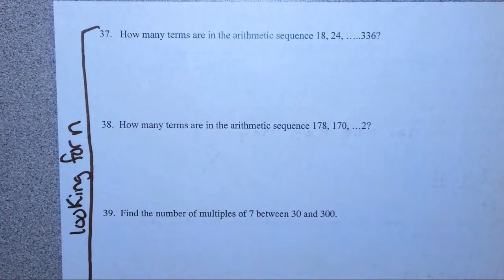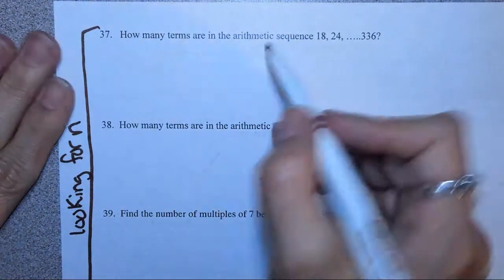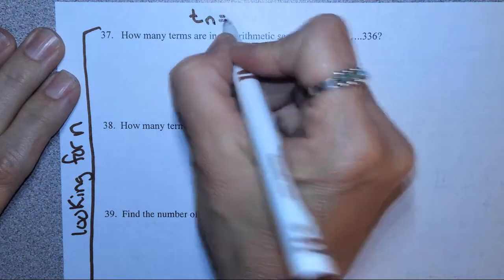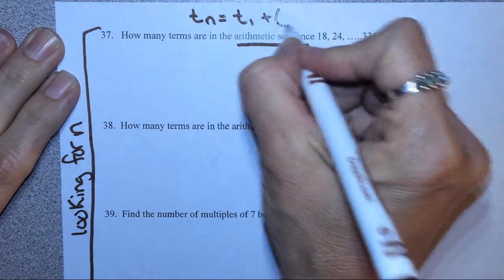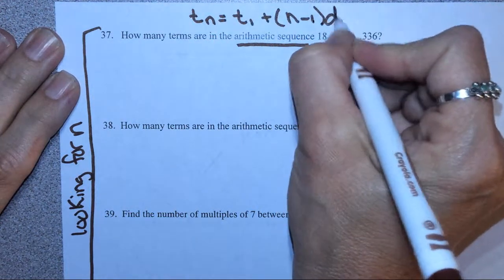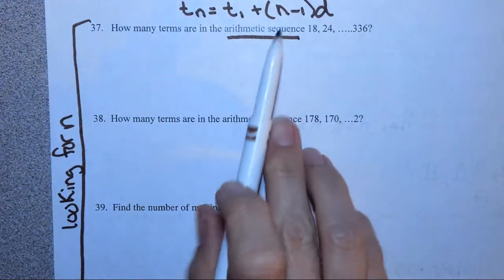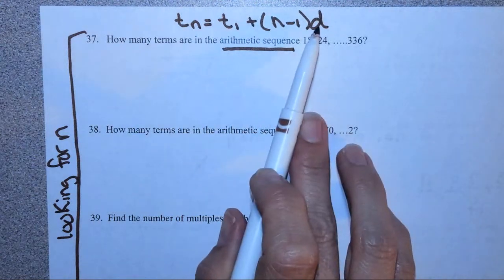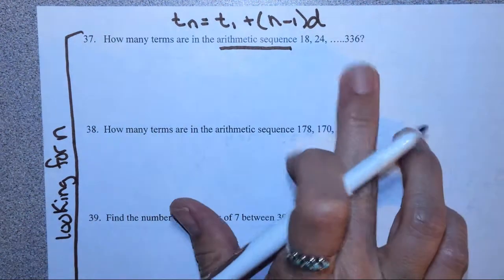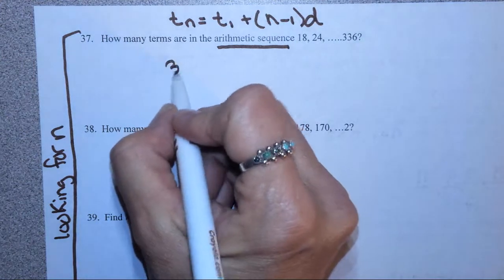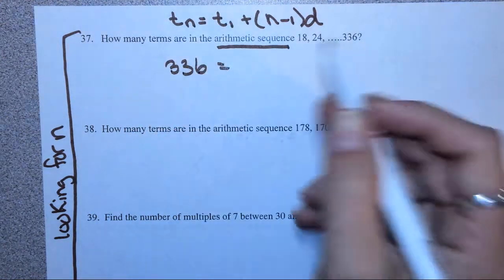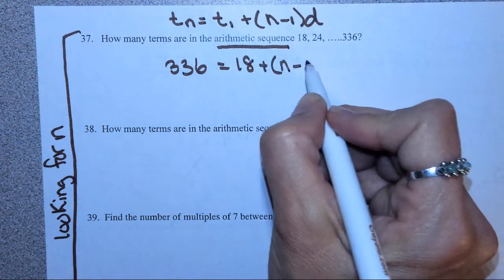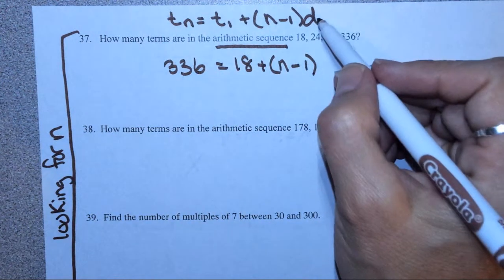Alright, so on 37, they tell me that it's an arithmetic sequence. So I know I need this formula up here, and I'm going to plug in what I know so that I can find n. That means I need to know the last term, the first term, and the d. The last term is 336. The first term is 18. I'm looking for n, and remember your d is your common difference.